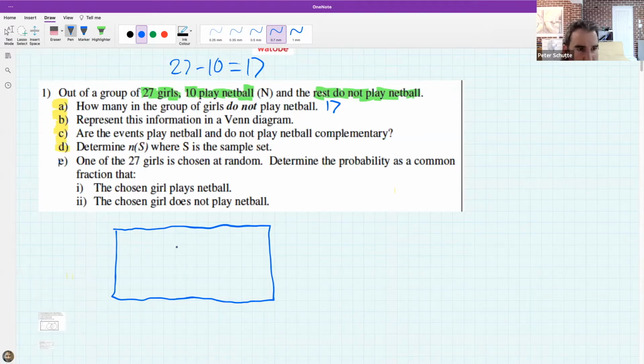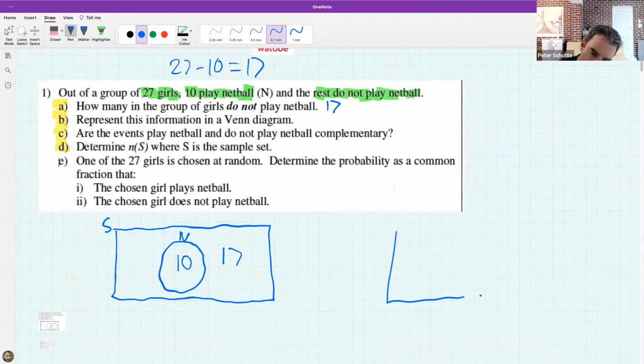So the way I would draw this Venn diagram is I would just do this, and I would say this would be the ones that play netball, and then outside of that, in the sample space S, these would be the ones that don't play netball. And when you do Venn diagrams, you can either put the probabilities or you can put the numbers. In this question, I think the numbers would be easier. So I'm just going to put a 10 here and a 17 there. However, it's not wrong. You could also put the probabilities. It just depends on the question.